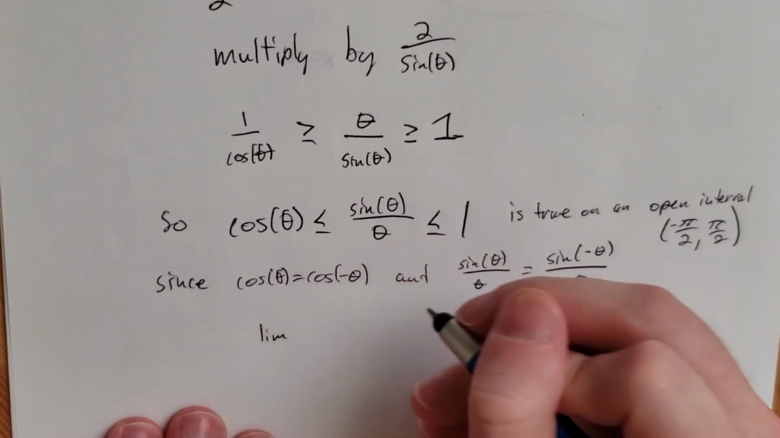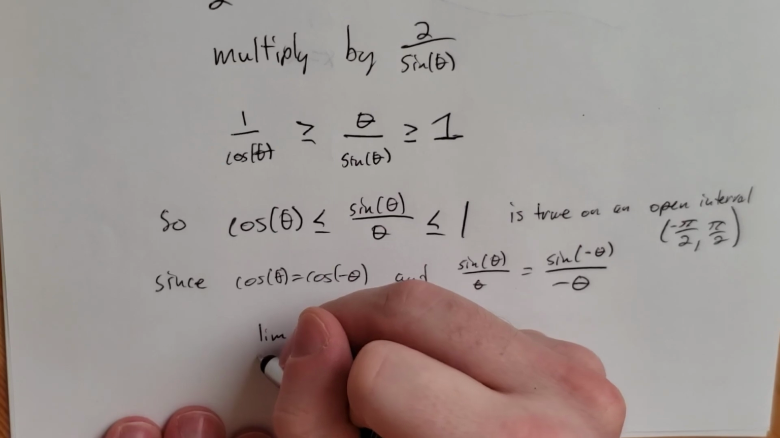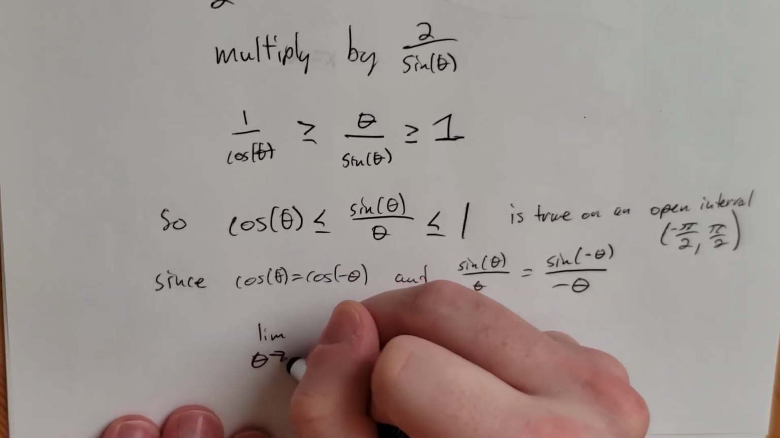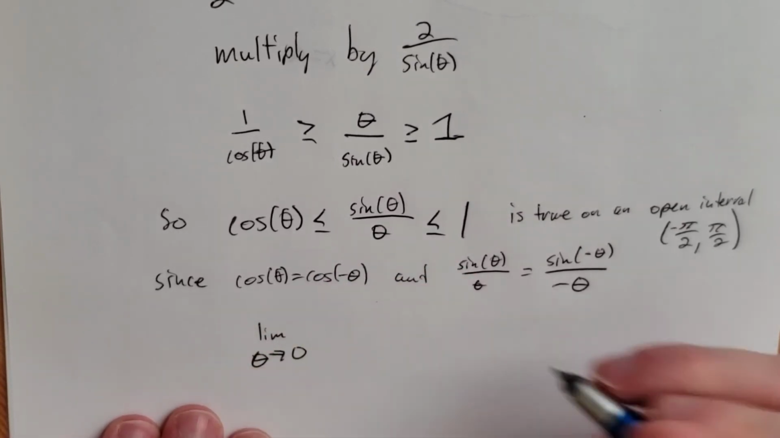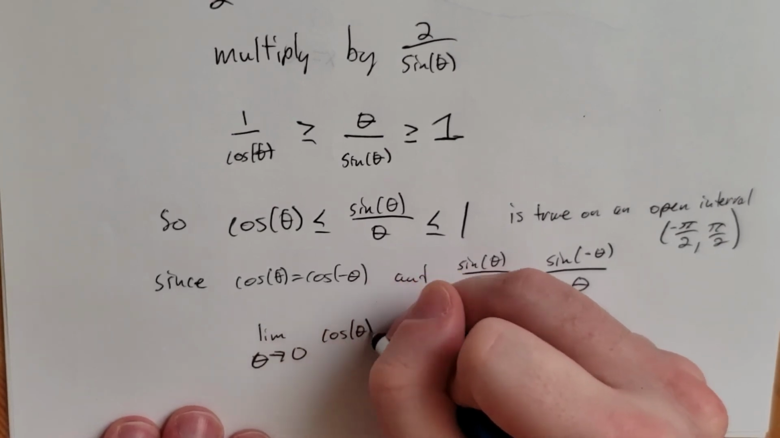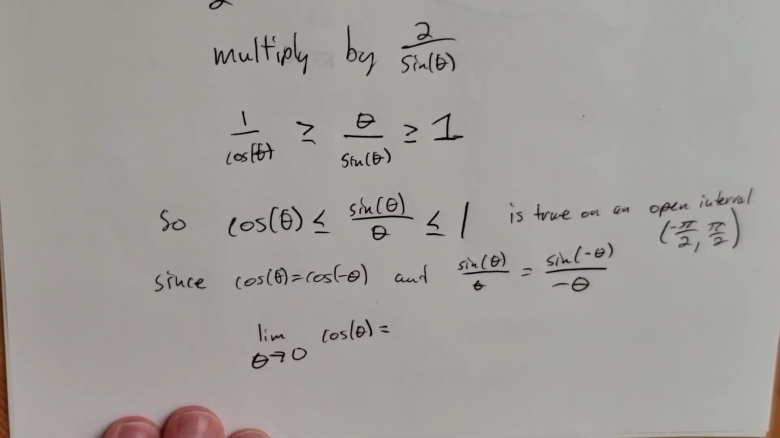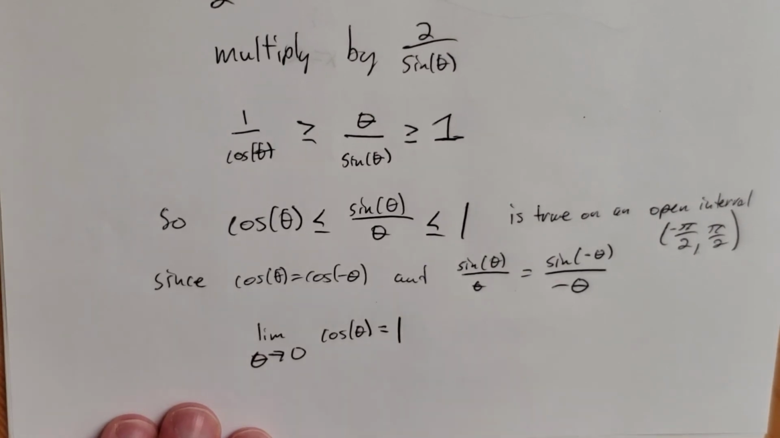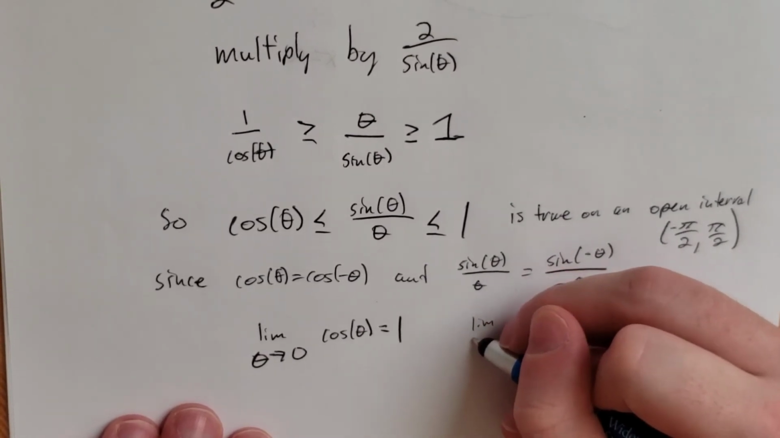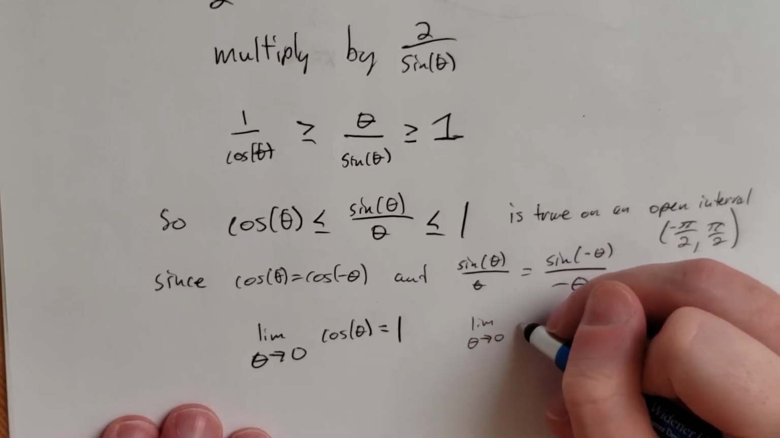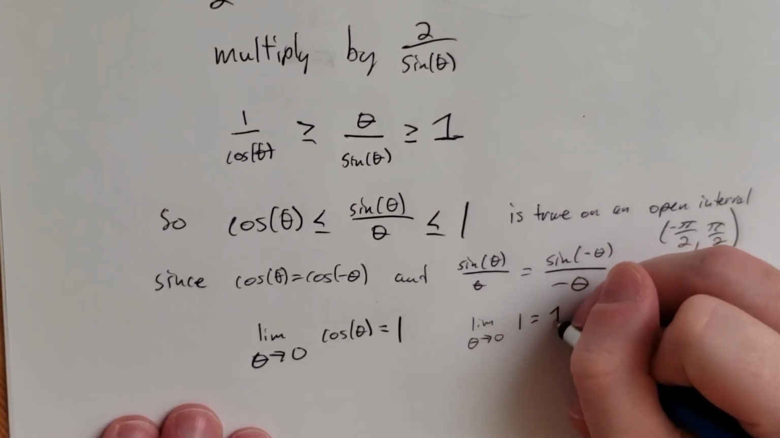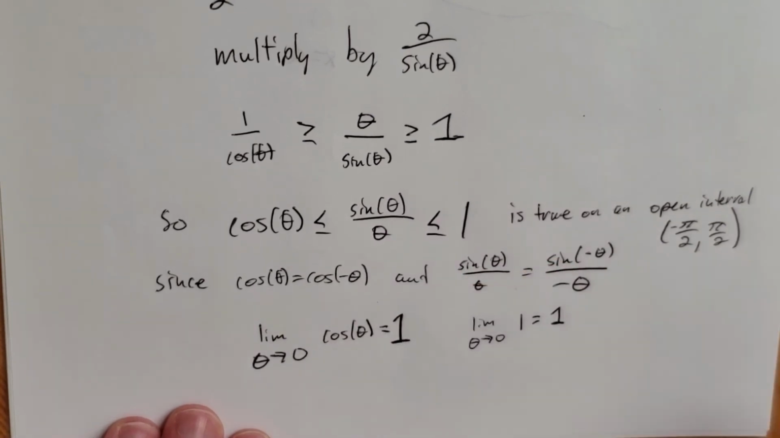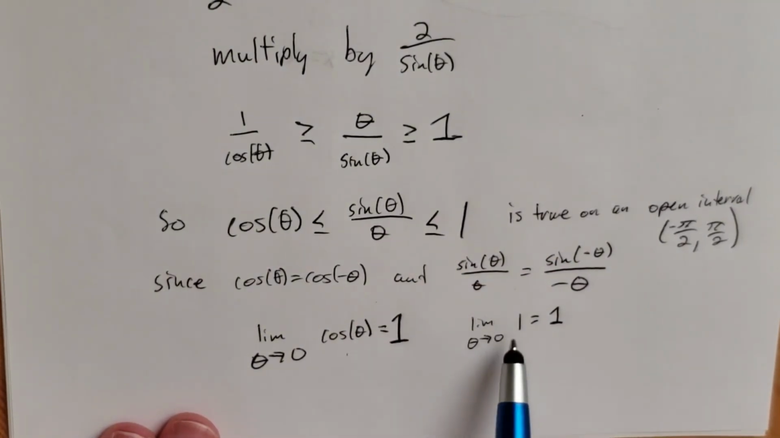If we just think about the graph of cosine, you should see that this limit is 1. So you can convince yourself of that just by drawing out the graph of cosine. And moreover, the limit as theta approaches 0 of a constant 1 is just 1 as well. So these two limits are the same.